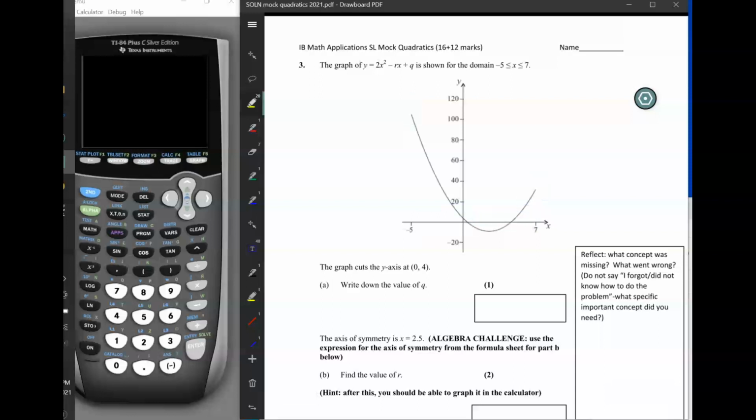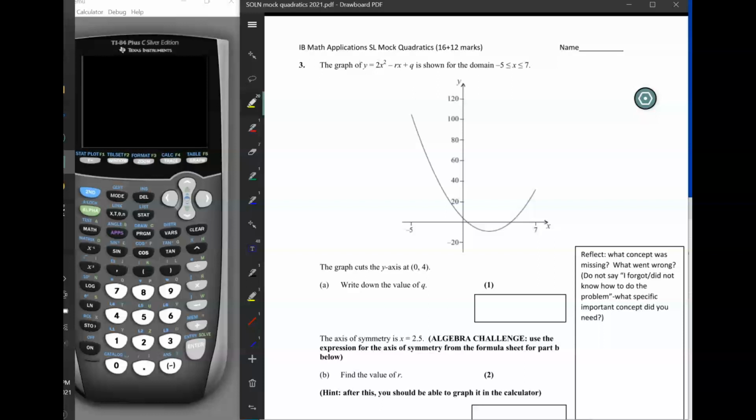Okay, can we put this in the calculator? No, we can't, because they put a bunch of variables in here instead of numbers. They are not letting us put it in the calculator, so this might be a slightly challenging problem. So let's read on. The graph cuts the y-axis at (0, 4). Write down the value of q.